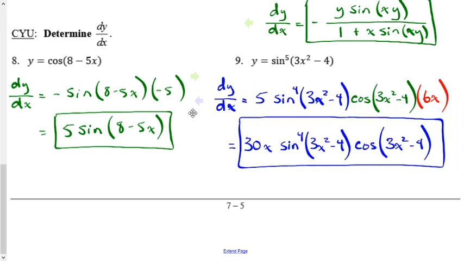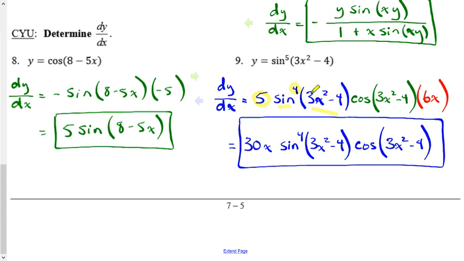So my outside function is something to the exponent 5. So I bring the 5 down in front, subtract 1 from the exponent, and that's why I have that exponent of 4 up here. So the 5 is brought down in front, keep the inside unchanged, and I still have the sine of that inside. It's part of the inside function.